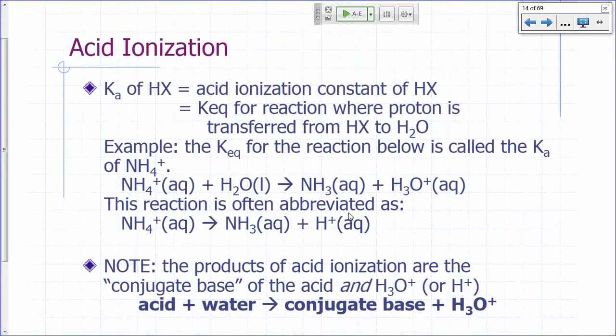So now let's talk about the acid ionization constant. If you have a reaction where an acid, a Bronsted acid, a proton donor, donates a proton to water, for example, ammonium ion donates a proton to water, that gives you NH3, and what happens to the H? It becomes H3O plus, right?